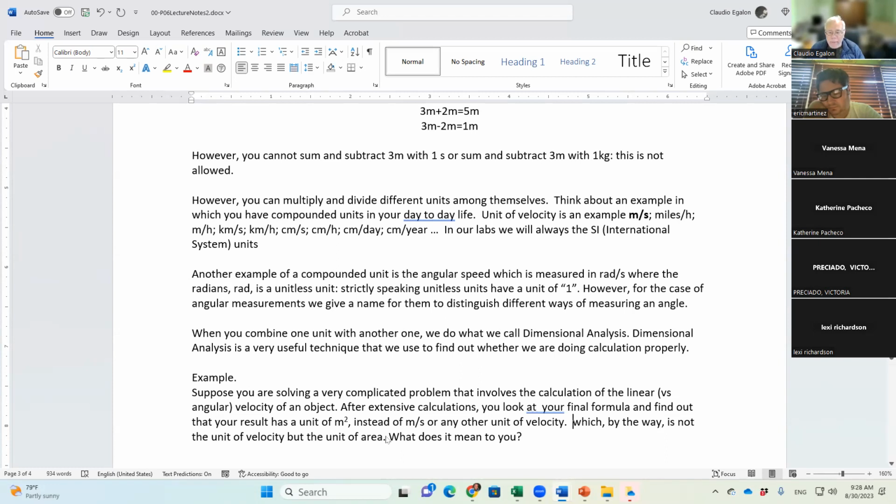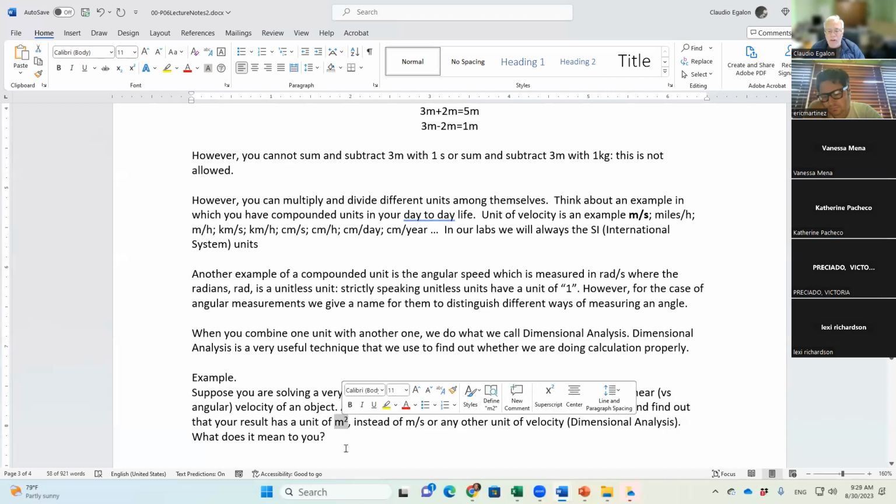What does it mean? Well, it means something very simple. What do you think that it means? I want you to think a little bit about that before I give you the final answer. The act of looking at the units of your final result is called dimensional analysis. But what does it mean that you're getting meters square for something that's supposed to be meters per second?